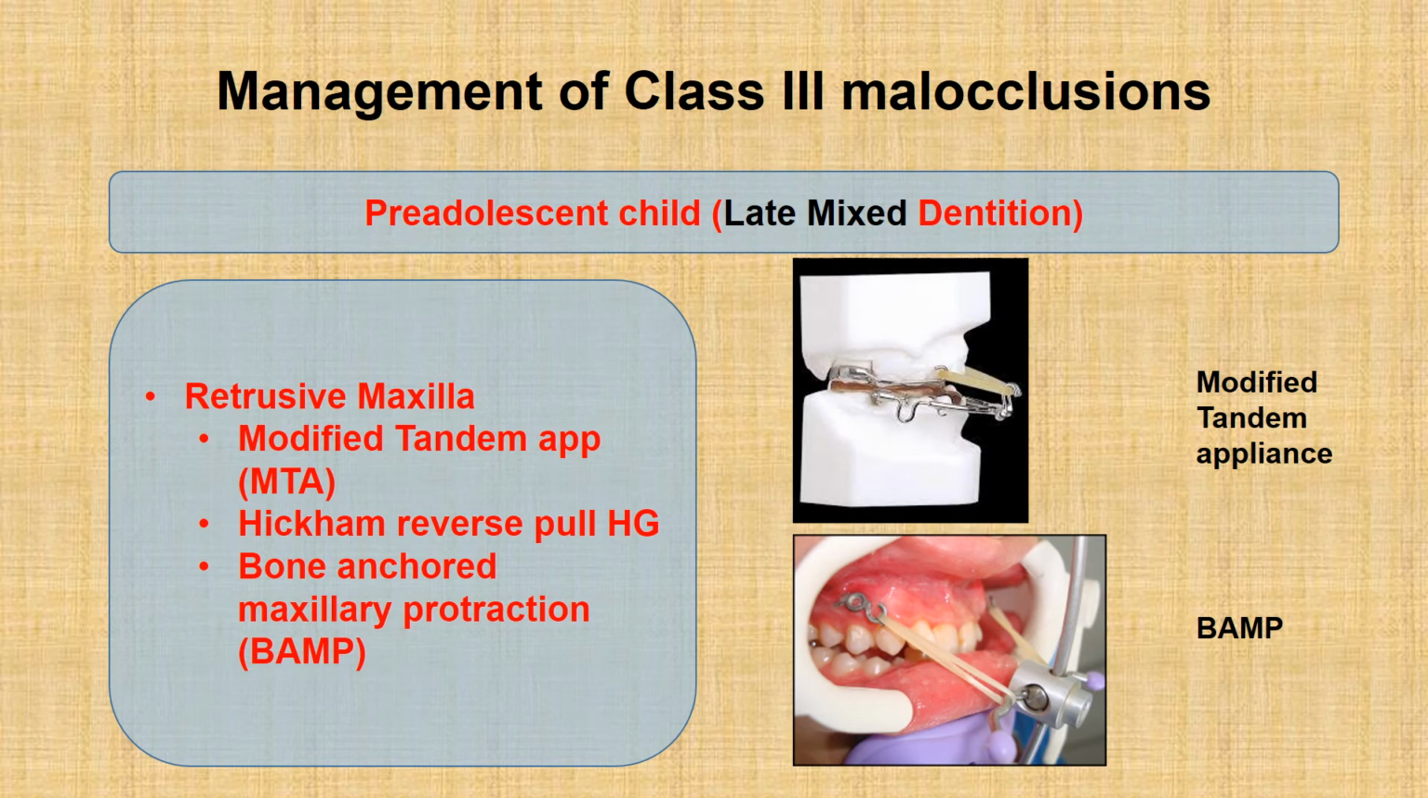Okay, we can also use a modified tandem appliance or MTA. This can be seen in the diagram here. We could use a Hickham reverse pull headgear here or even a bone anchored maxillary protraction. In the bone anchored maxillary protraction, the elastic forces are not conveyed through the teeth, but are conveyed through anchorage devices which are anchored directly into the skeletal base of the maxilla.